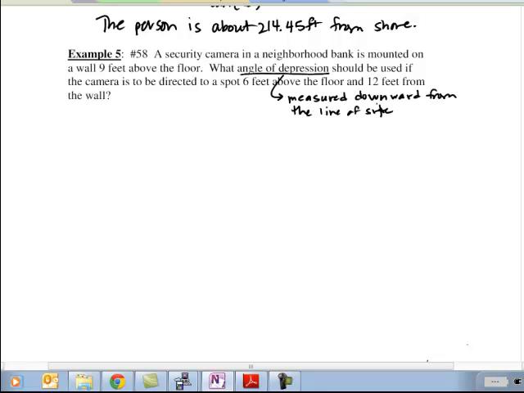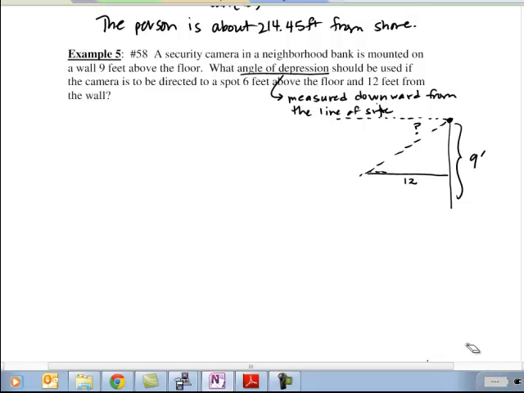So if we've got, here's our wall, here's where it's mounted, 9 feet above the floor. We want the angle of depression, which is measured from that downward. So we want that angle. And it's supposed to be directed at a spot 6 feet above the floor and 12 feet from the wall. So let's see, 12 feet from the wall. We want this to be 12. 6 feet above the floor.